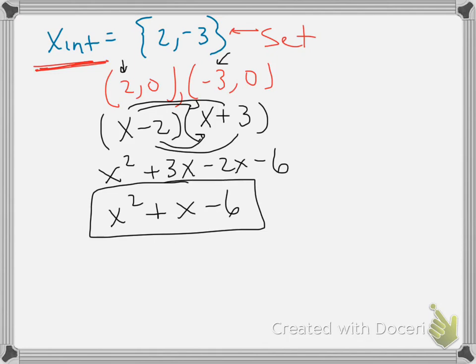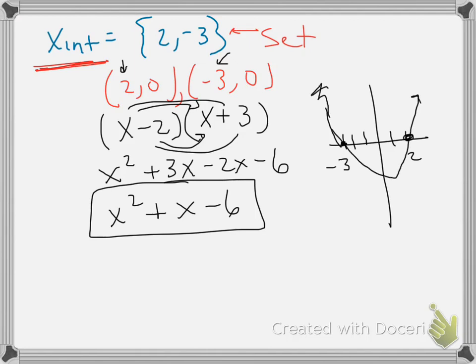that has those intercepts. If I was to graph this, my intercepts would be at negative 3 and 2, so it'd be right here, and my graph would look something like this. Boy, that's a terrible drawing, but it'd look something like this.